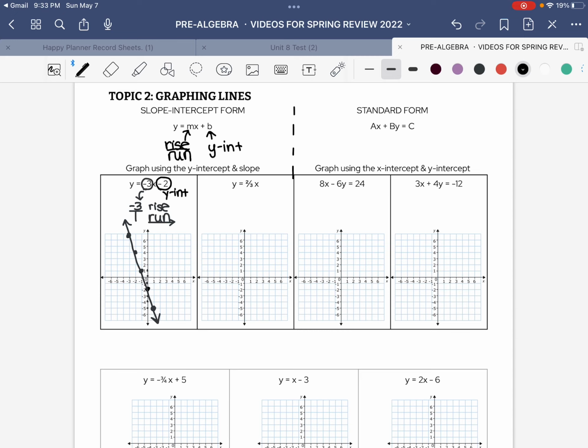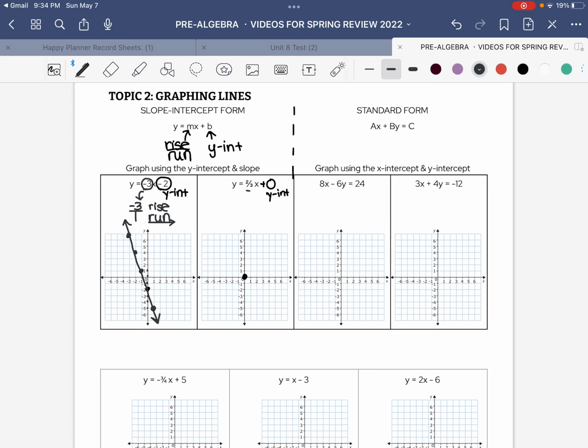All right, next problem. There's no number at the end of the equation this time. So if we are adding something and there's not a number, it's automatically a 0. So the y-intercept on this one is 0, or the origin right here.